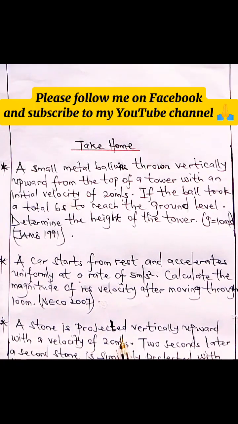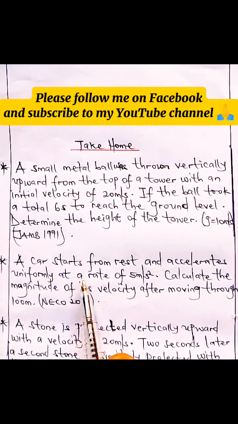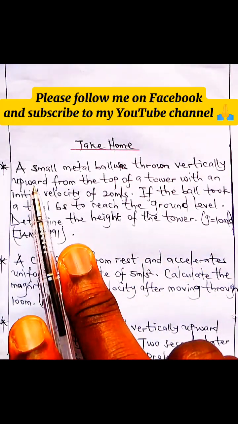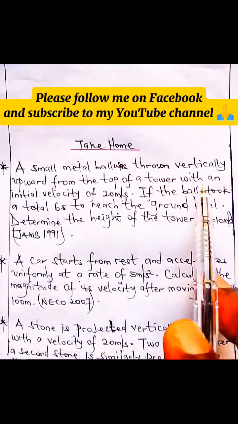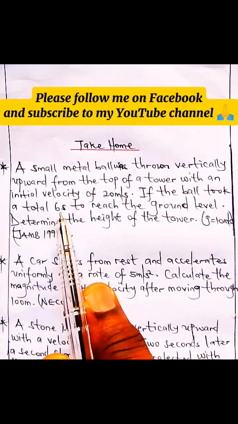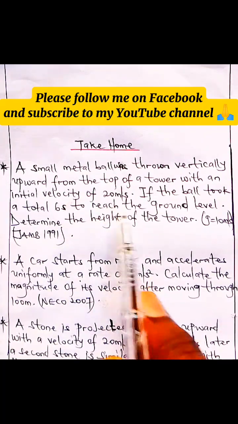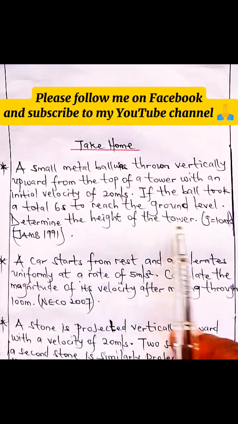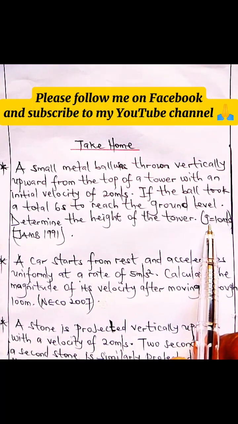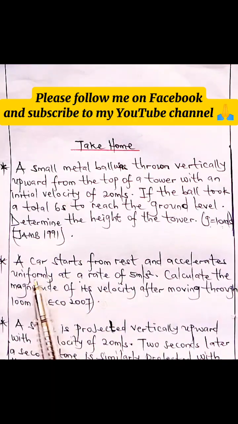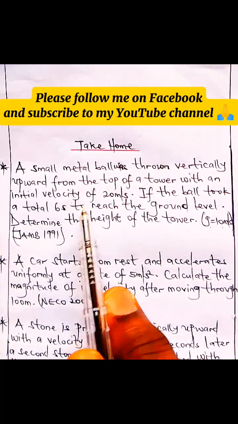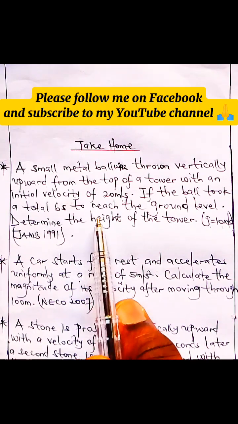So at this point, I'll be giving you some questions to take home. Now look at this first question. A small metal ball was thrown vertically upward from the top of a tower with an initial velocity of 20 meters per second. If the ball took a total of 6 seconds to reach the ground level, determine the height of the tower. Now, acceleration due to gravity for bodies along the y-axis is always 10 meters per second squared. This is a constant. This question was given to some JAM students in 1991. So solve this for me and leave the answer in the comment section.